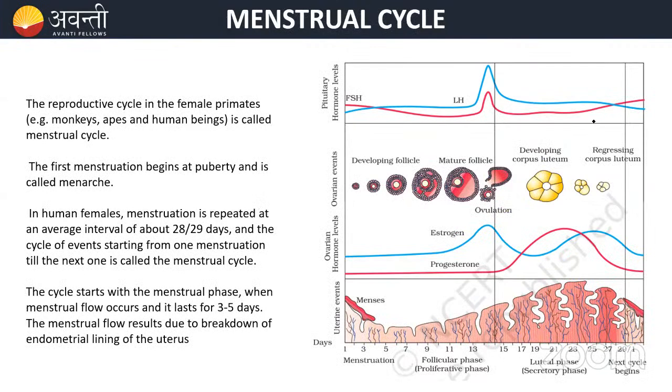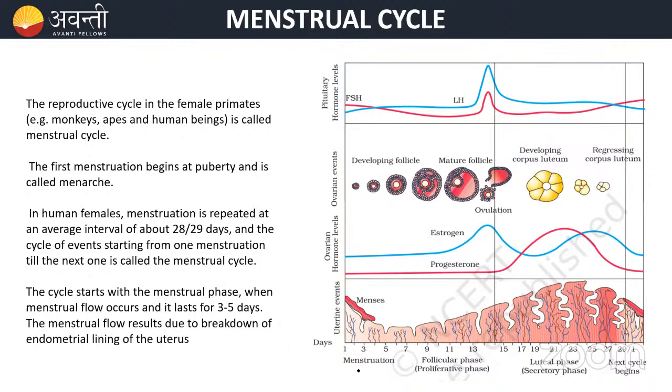Next, we are going to discuss menstruation or the menstrual cycle. The reproductive cycle in female primates is called the menstrual cycle. In humans, menstruation is repeated at an average interval of about 28 to 29 days. And the cycle of events from one menstruation till the next one is called the menstrual cycle. So the menstrual cycle consists of three phases. There's the menstrual phase, the follicular phase, and the luteal phase.